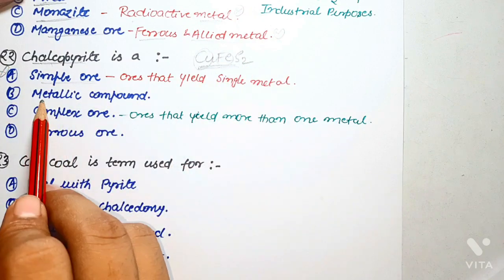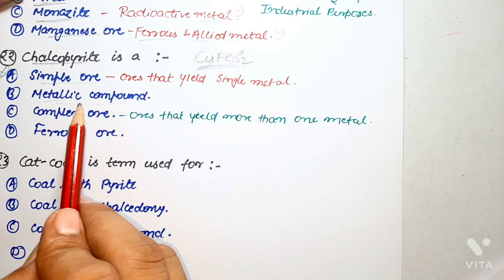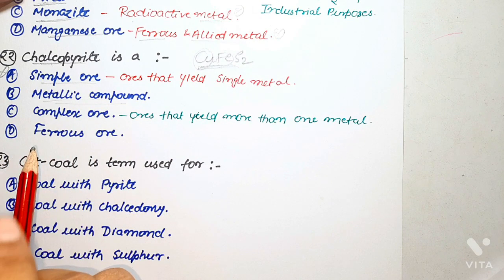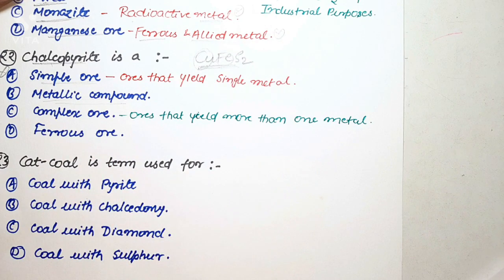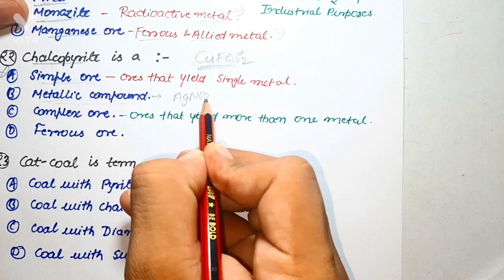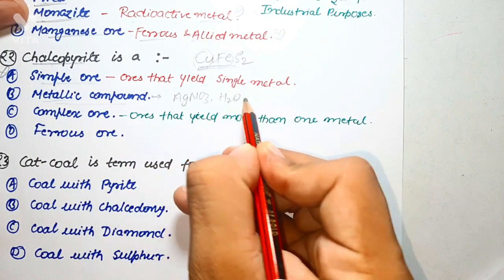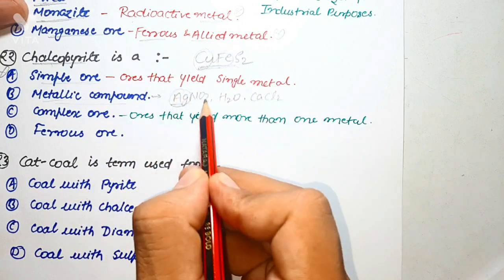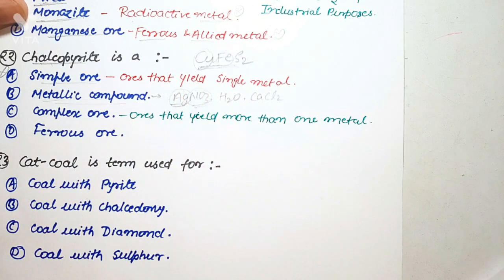Next one is metallic compound. Now a metallic compound is a compound that contains one or more metal elements bonded to another element, but it typically contains a cation and anion. Examples of metallic compounds are AgNO3, H2O and CaCl2. Like in AgNO3, Ag is the cation and NO3 will act as the anion. So chalcopyrite is also not a metallic compound.